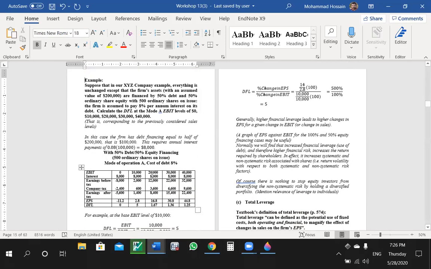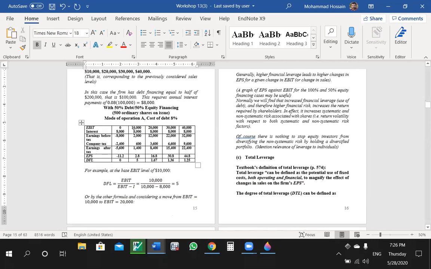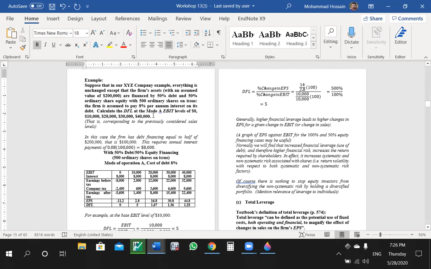So here is the example. Same example, same thing, same information. I think the change is a little, okay, same company, but they added a little bit more. Suppose that in the actual example, everything is unchanged except that the firm's assets with an assumed value of 200,000 are financed by 50% debt and 50% ordinary share equity with 500 ordinary shares on issue. The firm is assumed to pay 8% per annum interest on its debt. Calculate the DFL at EBIT levels of 0, 10,000, 20,000, 30,000, 40,000.